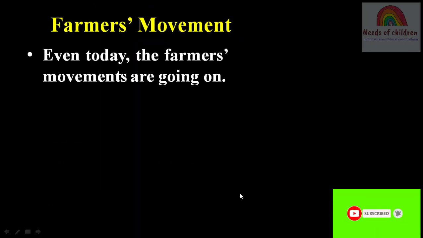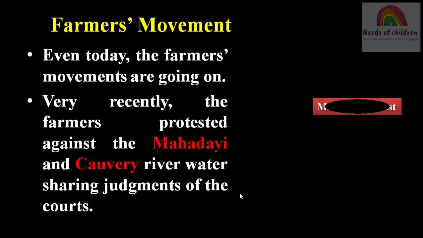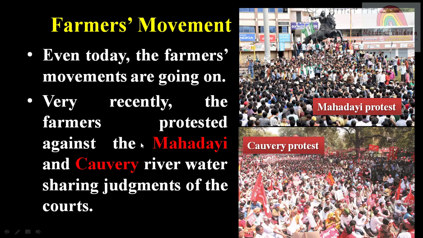So these are some of the very important farmer movements and their effects. Among that, even today the farmers movements are going on. Very recently they protested against the Mahadayi and Kaveri river water sharing judgments of the courts. So these are some of the farmers movements we can identify. So these are about the farmers.